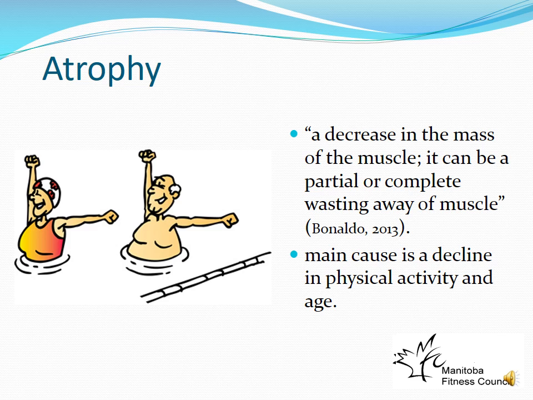The reason they have an older adult in this picture or cartoon of one is that we experience atrophy normally as we age. So as individuals age, they have less muscle mass. And the usual cause is age, but mainly a decline in their physical activity. They're not using it. And remember we talked about the principle of reversibility. If you don't use it, you lose it.